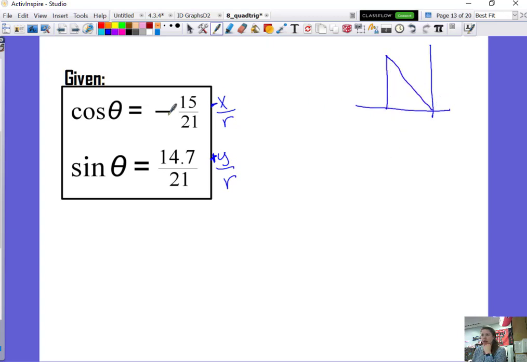I know the x value is negative 15 because of my ratio. I know the radius is 21, and I know the y value is 14.7. Well, I already have 2 of my trig functions, and I can find the other 4: secant, cosecant, cotangent, and tangent. And then I can find the angle measure. So all of the process is the same. It's just thinking about the problem in a couple of different ways. Okay? Hopefully that helps.